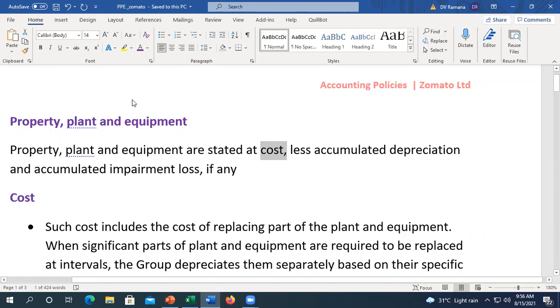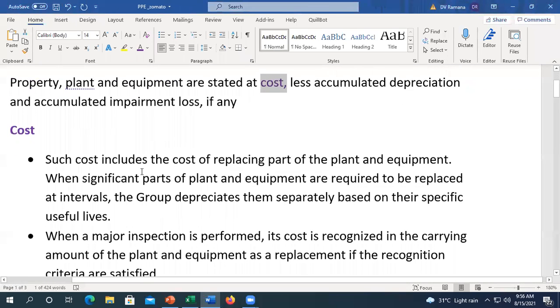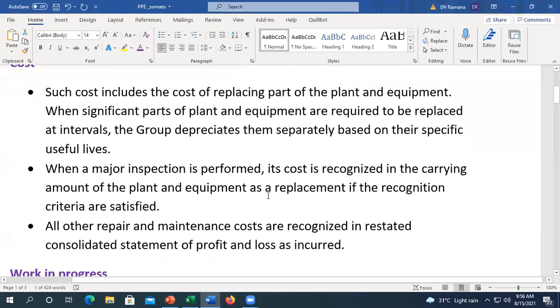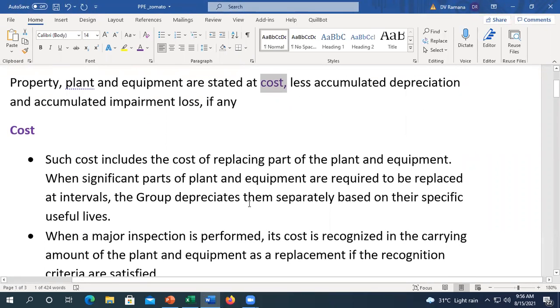So what is this cost? The cost includes the cost of replacement of parts and equipment, the cost of purchase, also the major inspection performed, and any other repairs and maintenance which are recognized, which will help in improving the productivity or income generating activity. Besides this, we also know that the cost of a property, plant and equipment is the purchase price plus the incidental expenses required to bring the asset into working condition.